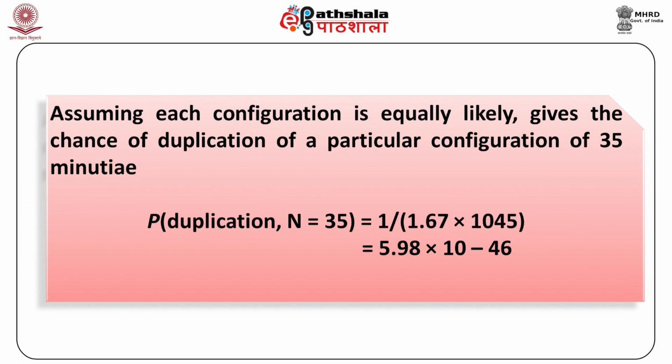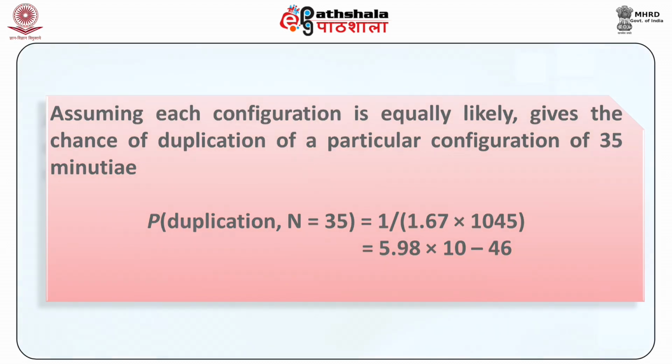Assuming each configuration is equally likely gives the chance of duplication of a particular configuration of 35 minutiae. P(duplication, N = 35) = 1 by 1.67 × 10^45 = 5.98 × 10^-46.